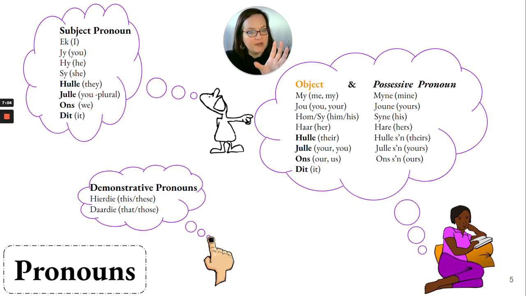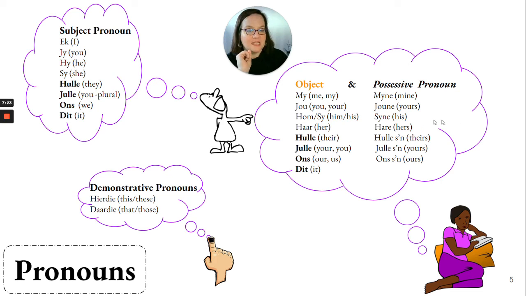The object pronoun relates to the object of the sentence and is the word written just before the object of the sentence. So you'd have my book, your book, hulle book. So this refers to the object pronoun, the pronoun relating to the object of the sentence.